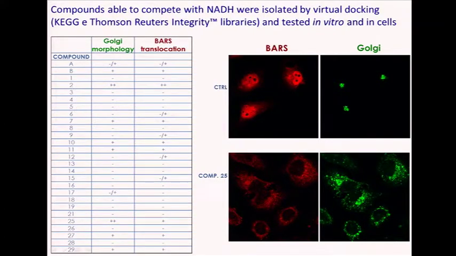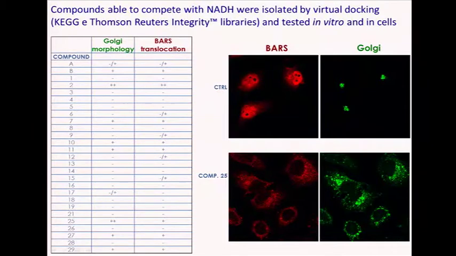We have performed virtual docking experiments with several libraries, so we have analyzed many compounds, and we came out with 300 compounds that can compete, and we have validated the most interesting. By most interesting, I mean those that are already accepted as drugs. And among these, we have a few very interesting candidates. You see only the number here, and I cannot say which one. But I just want to show you what they do to the cell.